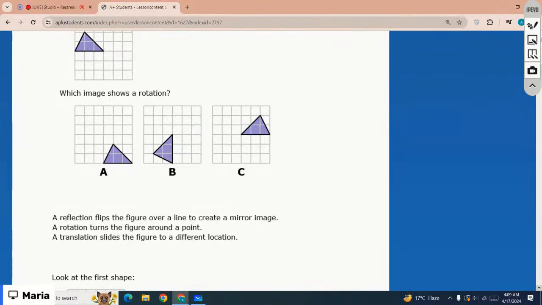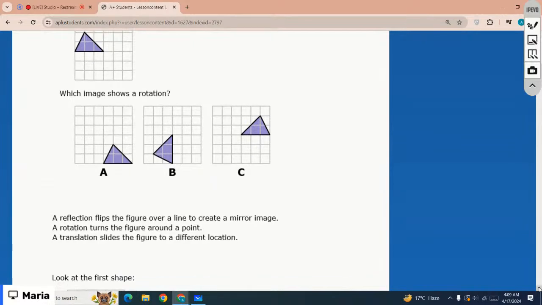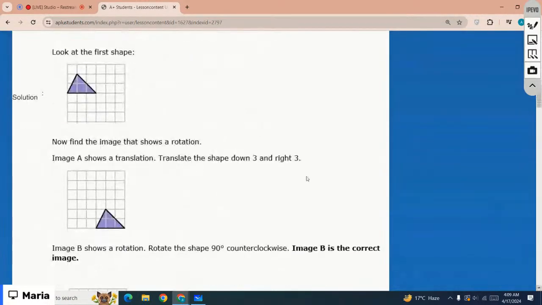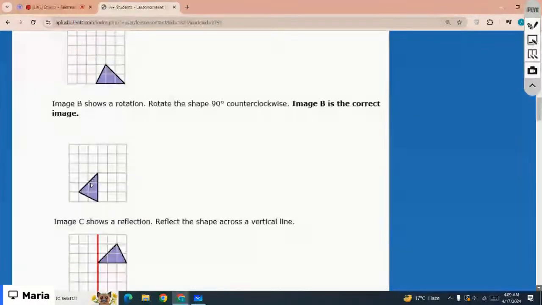So if you see, this one is the original image. This point and this point, they are common, right? So that means B is the rotation of this figure, because B is rotated along a point. Look at the first image. Now find the image that shows a rotation. Image A shows a translation, right? You translated the image 3 down and 3 right. And B is the rotation. You rotated the image along the point. So B is the rotation. And C is the reflection.